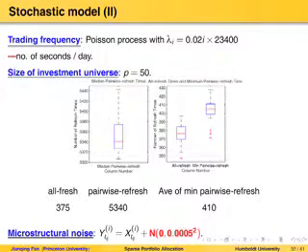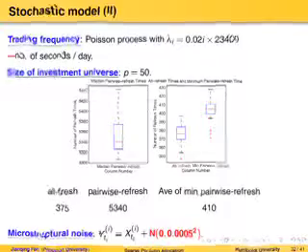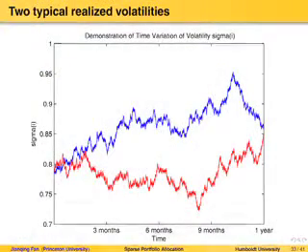However, here I'm talking about the minimum of pairwise refresh. If you are talking about the median of pairwise refresh, it is much bigger. And then we are adding like 5 basis points of idiosyncratic noise, and so on. So now because we are doing simulation, we certainly know the truth. And this is two simulation sample paths that we show here.